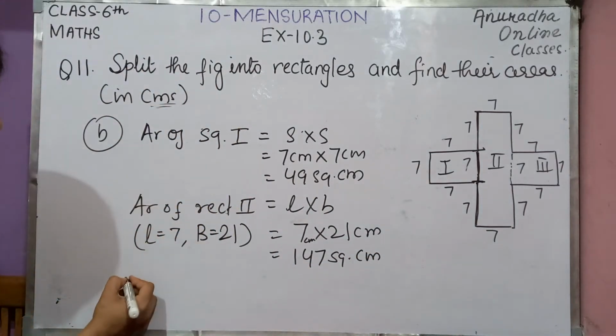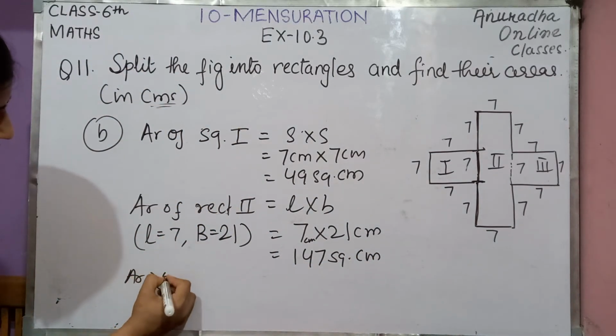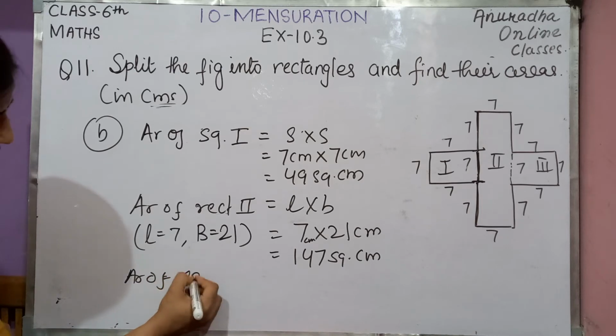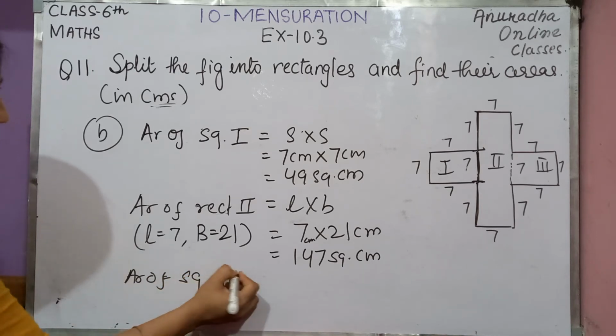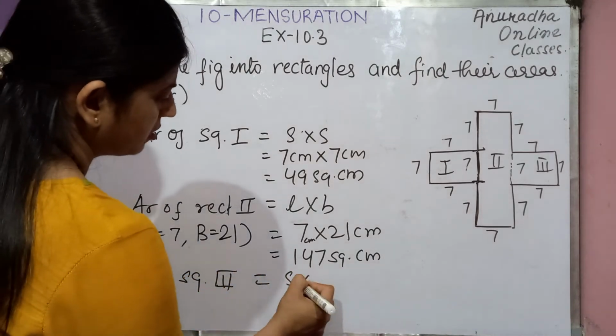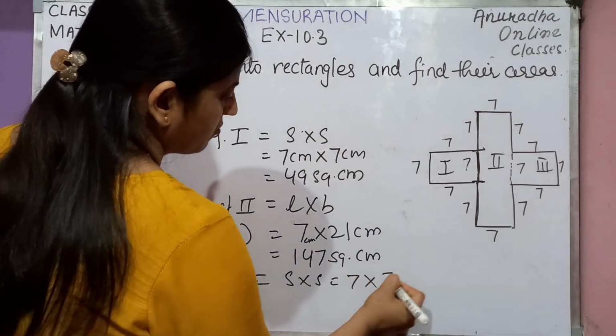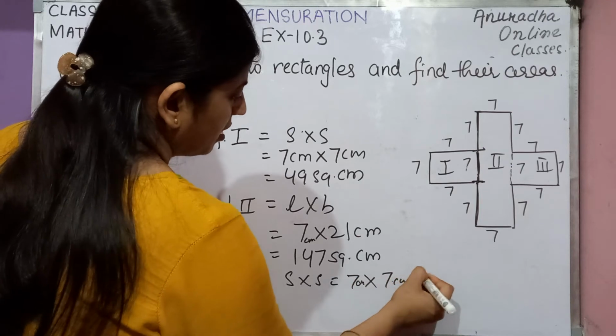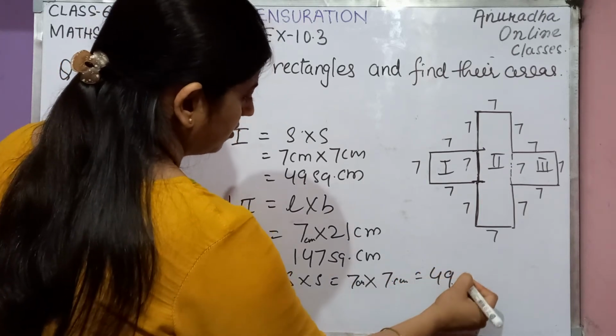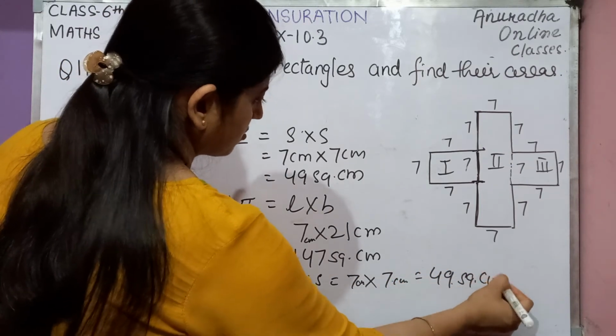Let's come to the third one. So area of that, which is also a square, is equal to side into side, that is equal to 7 into 7. Just now we have found out the same, that is equal to 49 square centimeter.